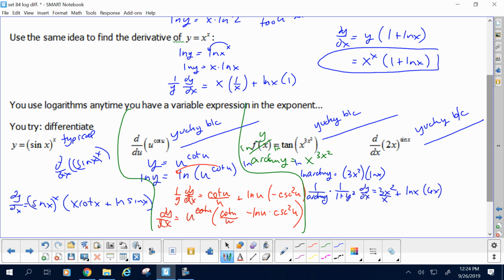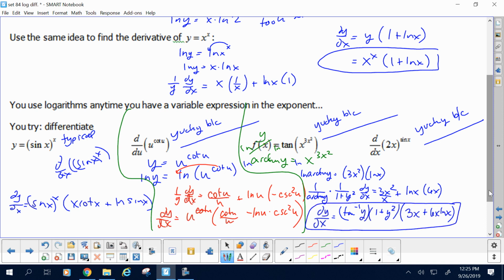You follow? Yes. So, dy dx, running it in for the touchdown, is something like arctangent of y times what? Bless you. 1 plus y squared times the quantity, or sum. I'm going too fast. 3x plus 6x natural log of x. That's, yes. Yes, always. Okay, yes.